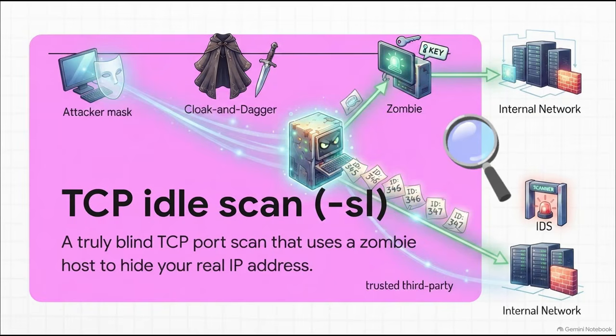All right, this next one is pure, advanced cloak and dagger work, the TCP idle scan using the -sI flag. This is a completely blind scan because it sends absolutely 0 packets from your real IP address to the target. Instead, you exploit predictable IP fragmentation IDs on a trusted third-party zombie host. By bouncing your probes off this trusted machine, you not only completely hide your identity from intrusion detection systems, but you also map out internal trust relationships based on what the firewall allows that zombie machine to see in the first place.